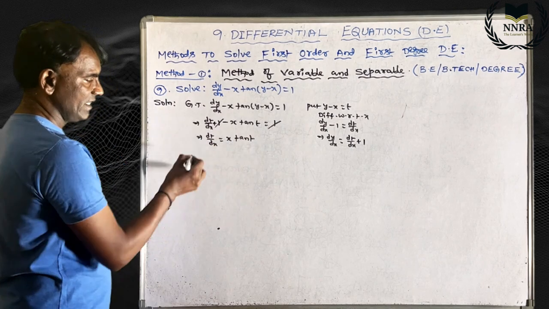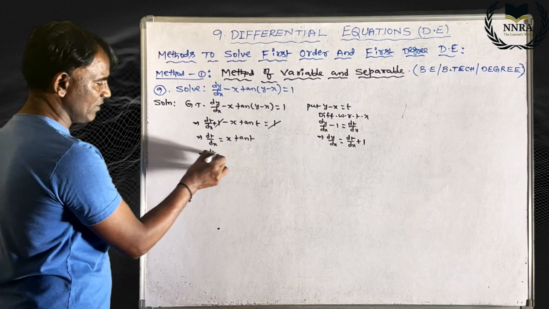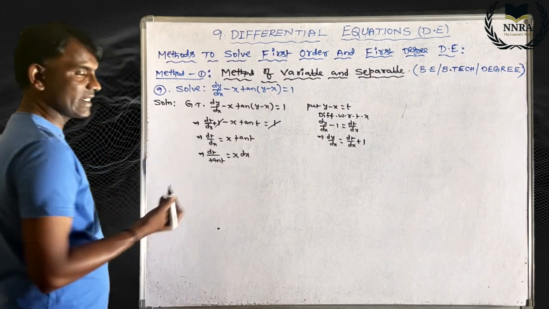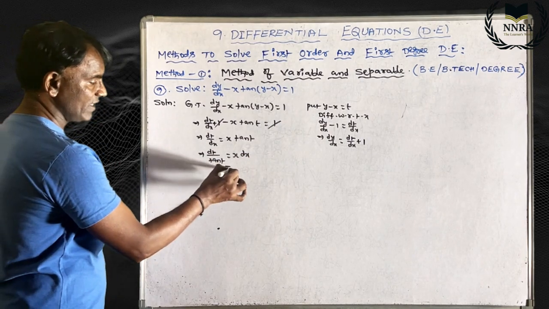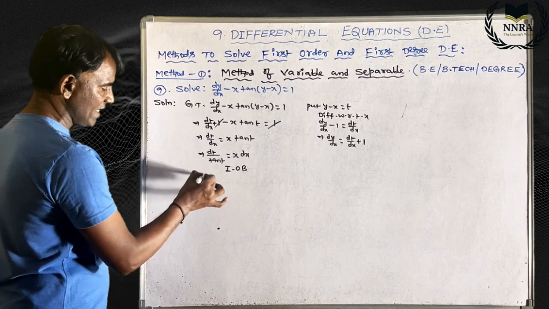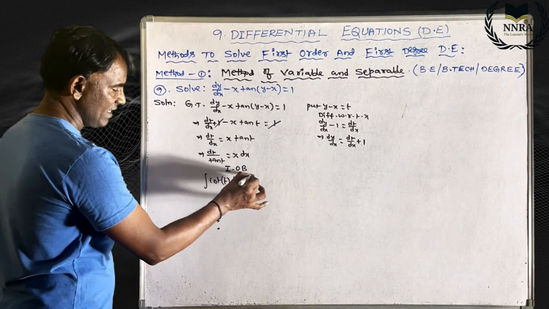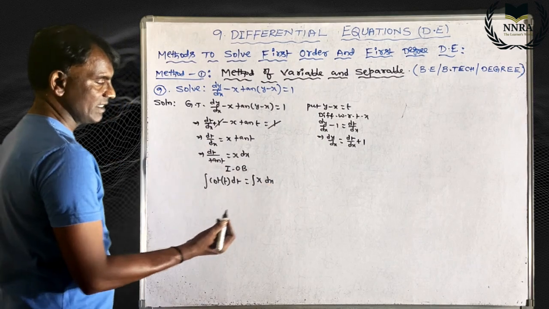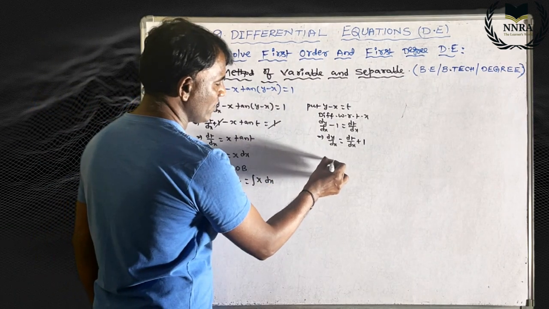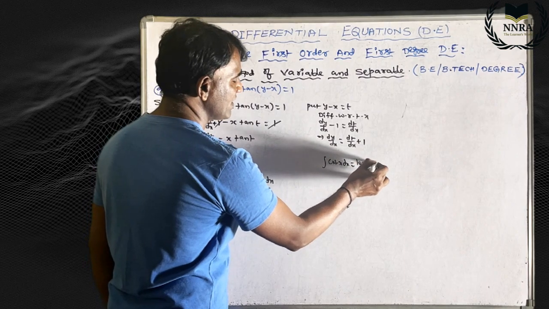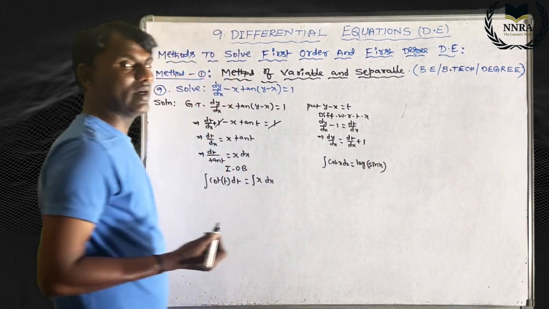Do one thing: the x tan t is there, right, so that side equal to x into tan t. And how to write this? dt by tan t. Clear? Here x into dx. Now I will integrate. And 1 by tan t can be written as cot t, right? dt. And it is integral x dx. What is integral cot x dx? That can be written as log of sin x, or log of mod of sin x.